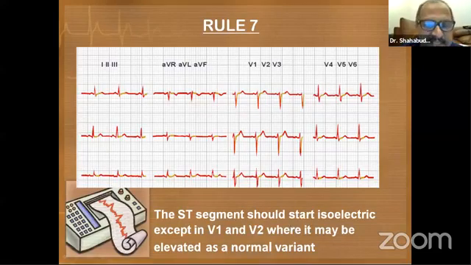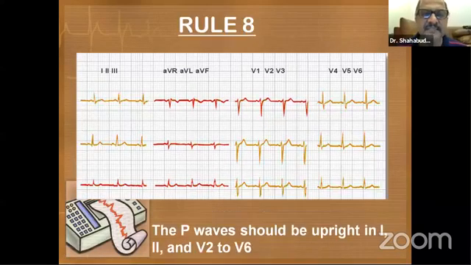And rule 7: the ST segment should start isoelectric except in V1 and V2, where it may be elevated as a normal variant. It should start isoelectric except in V1 and V2. Here it may be elevated and is isolated. It is a normal variant. There is no reason behind this.